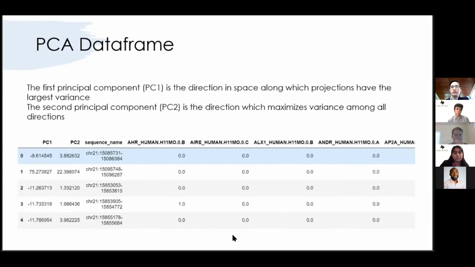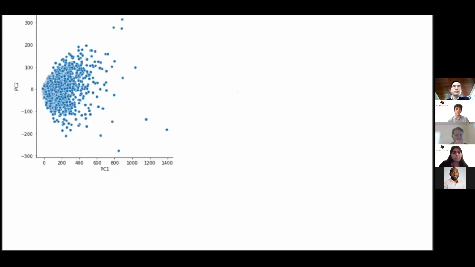So after calculating that, it gave us PC1 and PC2. PC1, or first principal component, is the direction in space along which the projections of the data points have the largest variance. And the second principal component, or PC2, is the direction which maximizes the variance amongst all remaining directions. We're expecting to find possible evidence of redundant enhancers, and we're looking for clustering of enhancer groups based on transcription factor binding.